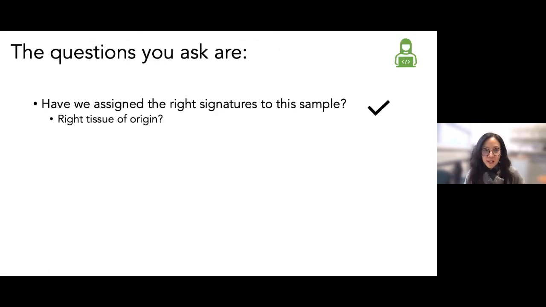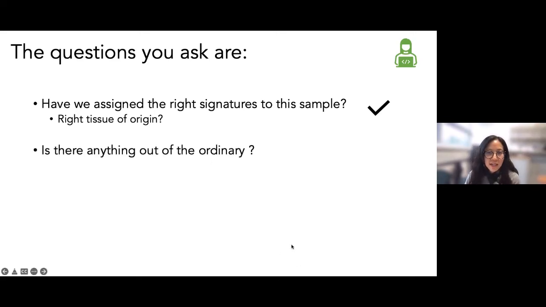You won't. Okay, so the things that you have to ask yourself when you're doing this as a clinician is, have we assigned the right signatures to the sample? Is it the right tissue of origin? Now, I think some of you will say, well, okay, it's fine if I'm a breast surgeon or an ovarian cancer specialist or prostate person, but what about cancers of unknown primary? Well, there will be guidance on that from new information that's coming soon.